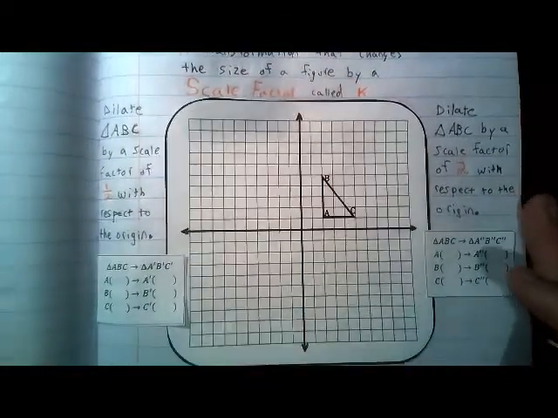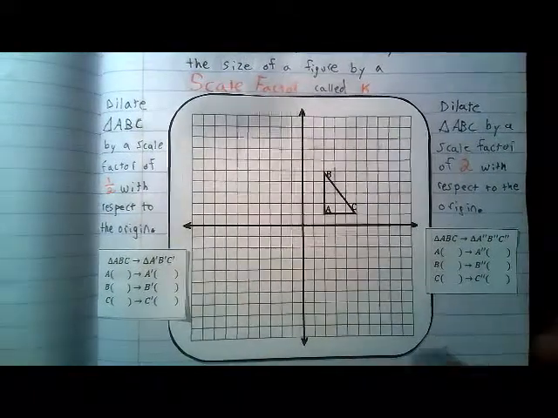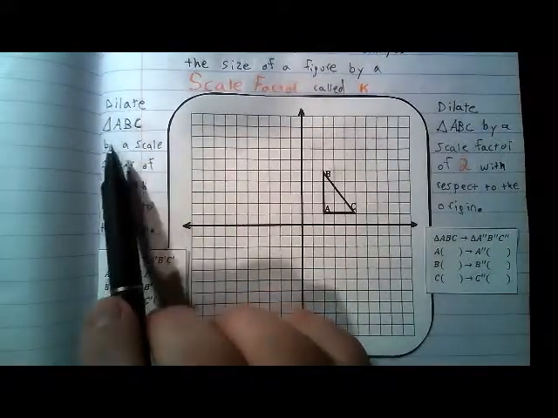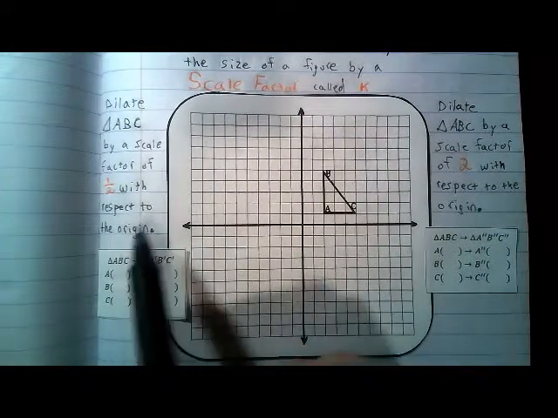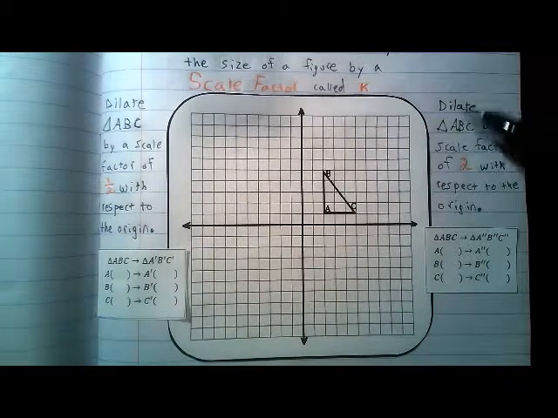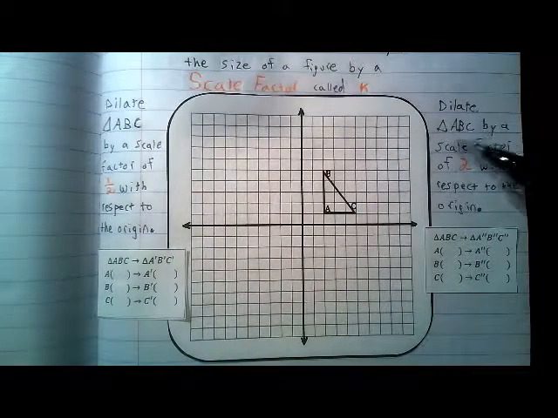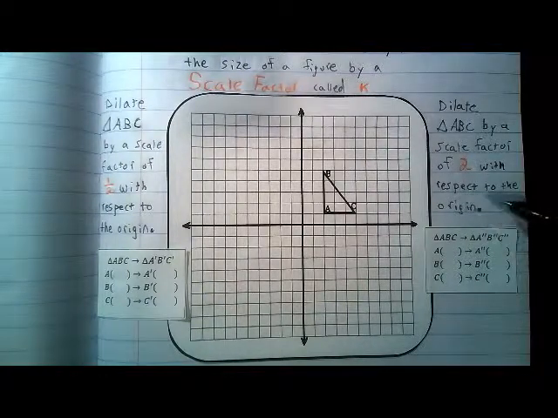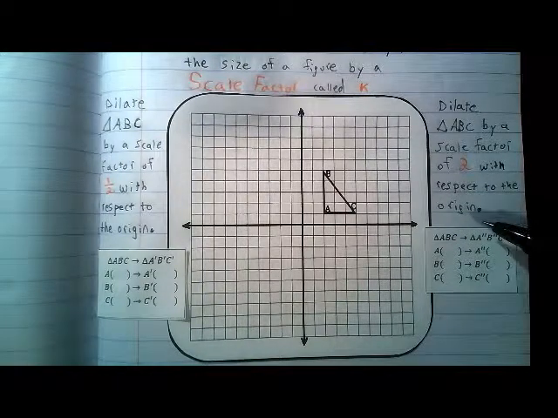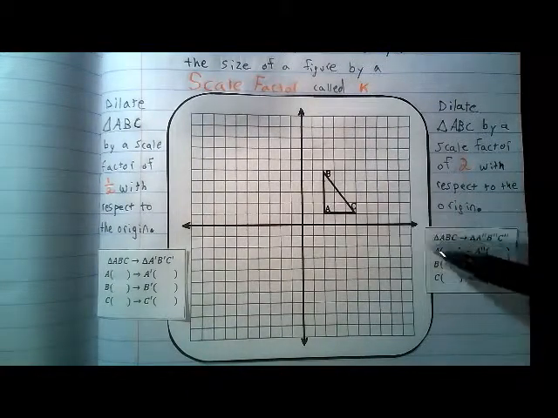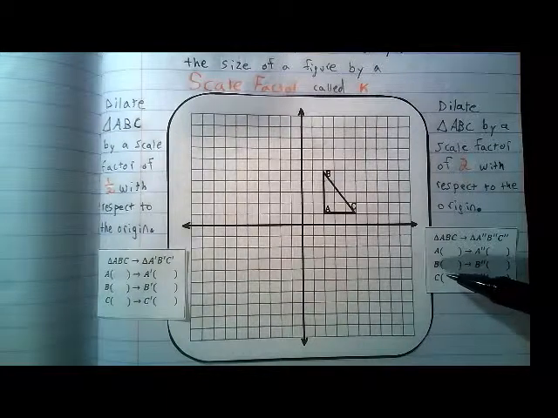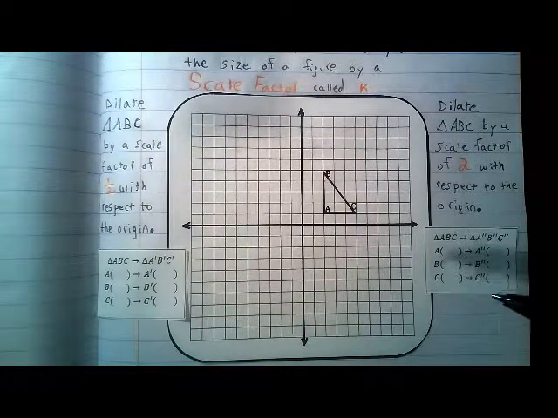And we have two examples we're going to do. The first one is we're going to dilate triangle ABC by a scale factor of 1/2 with respect to the origin. And the next one, we're going to dilate triangle ABC by a scale factor of 2 with respect to the origin, and we're going to see how that changes the points. Right now, we can fill in the points A, B, and C on each of these charts. A is at (2, 1), B is at (2, 5), and C is at (5, 1). So you can pause the video and do that now.